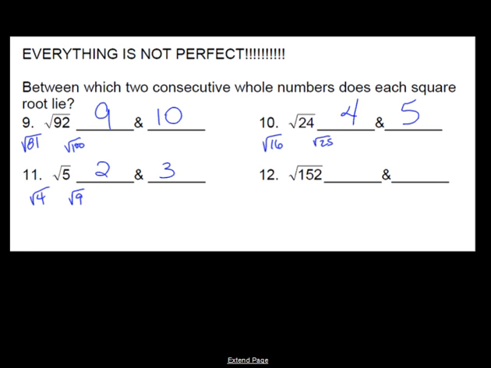Here with number 12, I know the square root of 144 is 12, and I know the square root of 169 is 13. 152 is somewhere between 144 and 169, so therefore it's between 12 and 13.